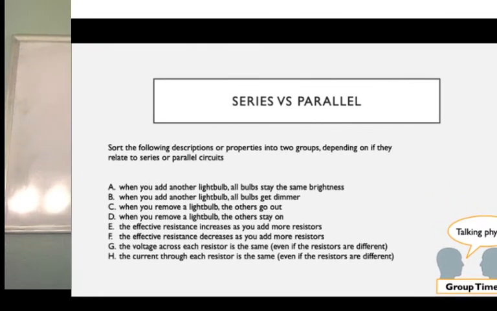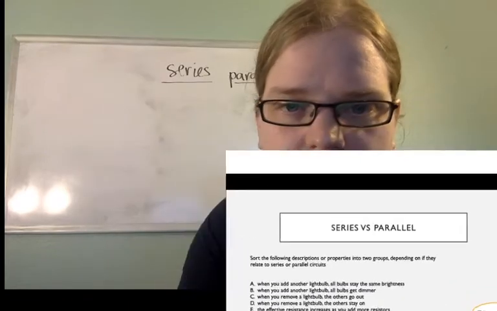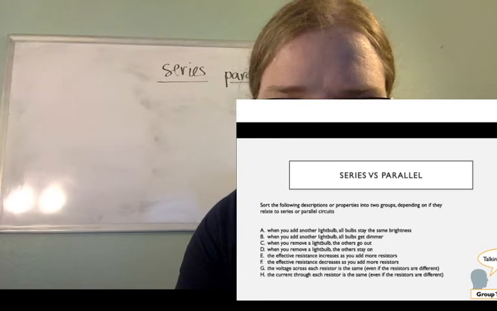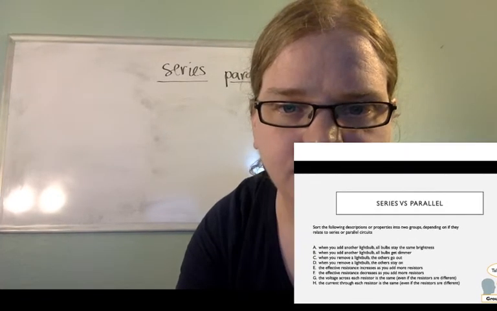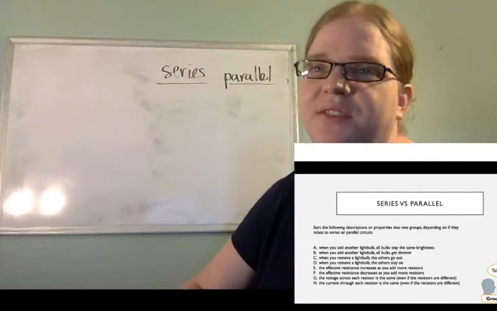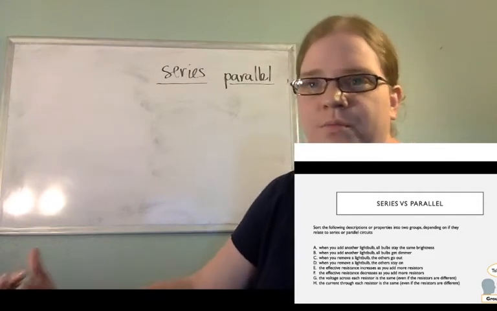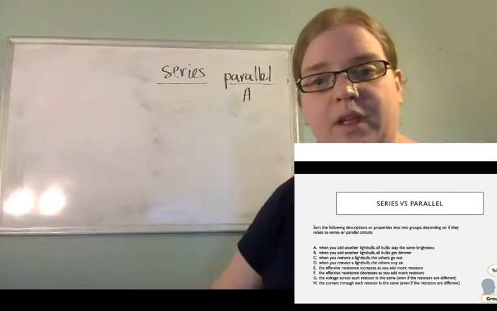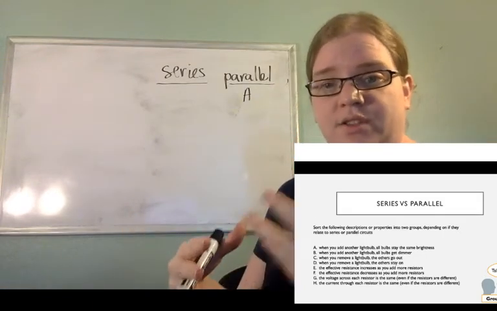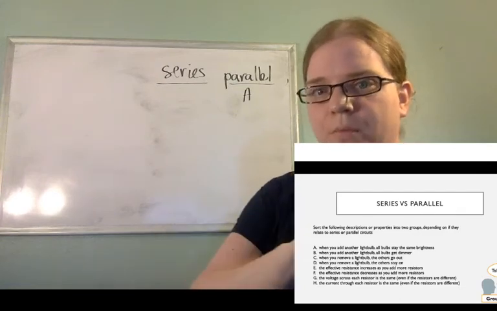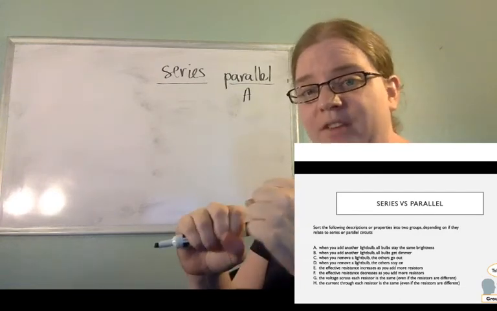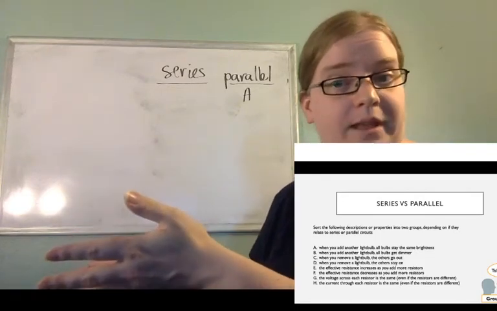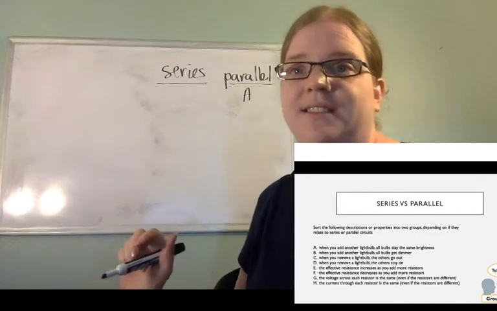Okay, hopefully that's enough time. Let's go ahead and talk through these. The first one says, when you add another light bulb, all bulbs stay the same brightness. That was parallel. As we add light bulbs to the circuit, we draw more current from the battery, and it splits evenly across the identical light bulbs, so they stay the same brightness.